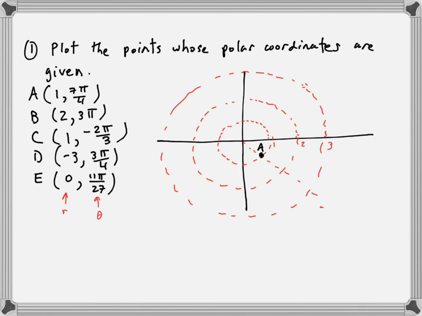All right, let's look at point B. It says we go 3 pi and then 2. So 3 pi is the same as the angle pi, right? So we know we're just moving straight to the left. And we go 2 spaces, and so that would be right here. This would be B.